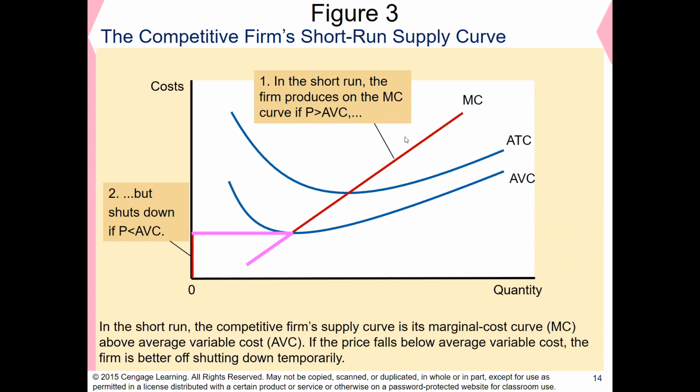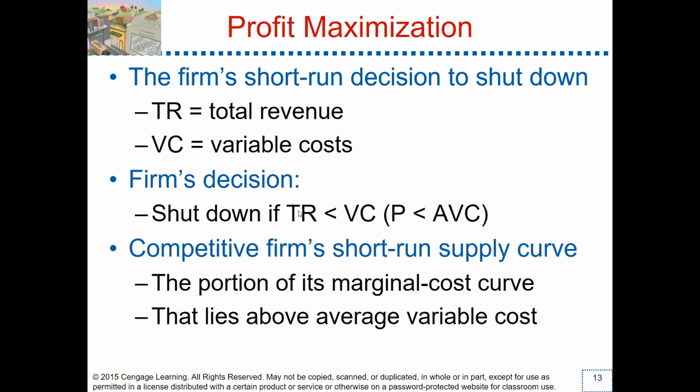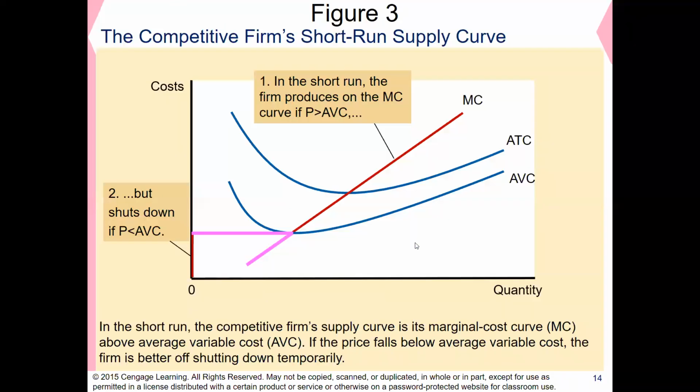If P becomes less than average variable cost, like it falls below, if they're here somewhere, the price is this one. If they fall below the average variable cost, then the firms shut down. Because there's a condition: total revenue becomes less than variable cost, where the P falls below the average variable cost. That makes the decision for the firm to shut down because they will not produce anything. However, in the short run, they will still incur the cost. That cost will be a fixed cost.